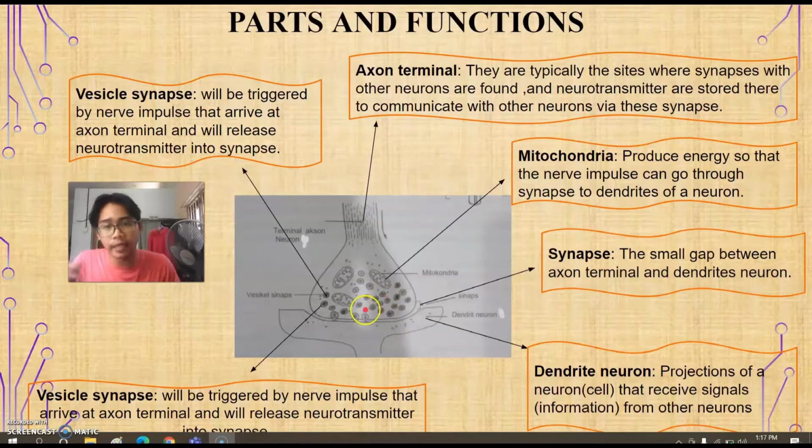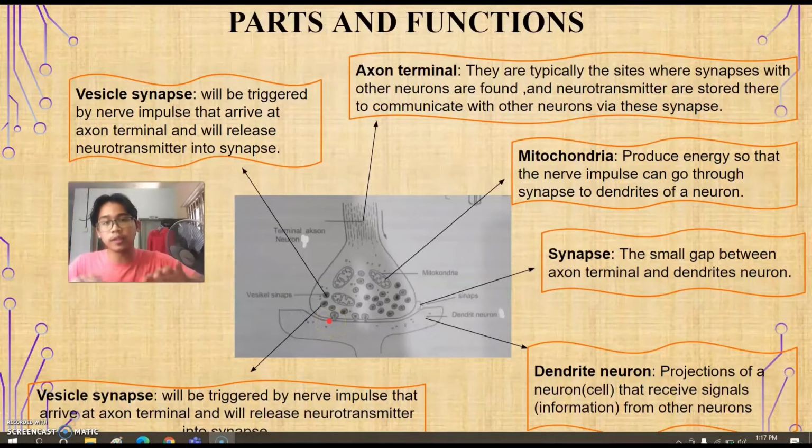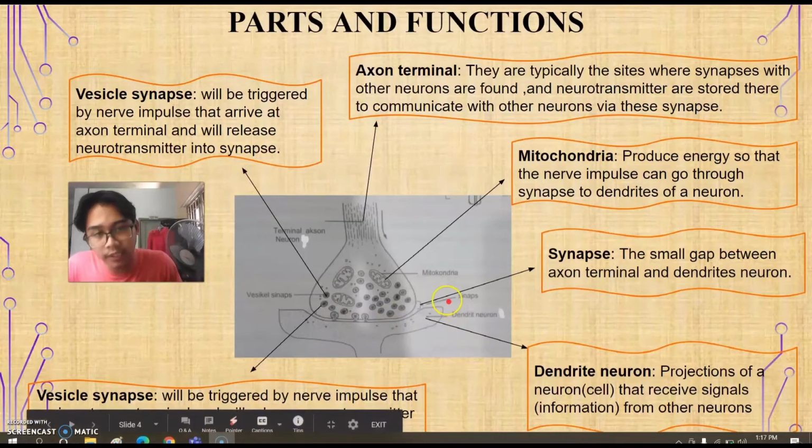In the axon terminal, they have synaptic vesicles. The synaptic vesicles will be triggered when the nerve impulse arrives at the axon terminal, and they will release the neurotransmitter, which is located inside the synaptic vesicles. Here you can see the synaptic vesicles release their contents into the synapse, so that it allows the information from the axon terminal to be transmitted through the synapse and arrive at the dendrite of neurons. The synapse is actually the small gap between the axon terminal and the dendrite of neurons.